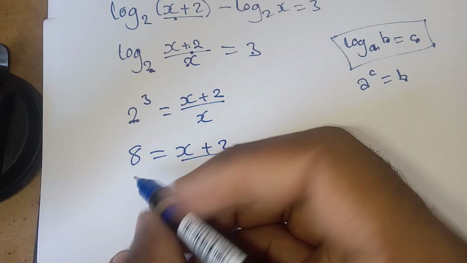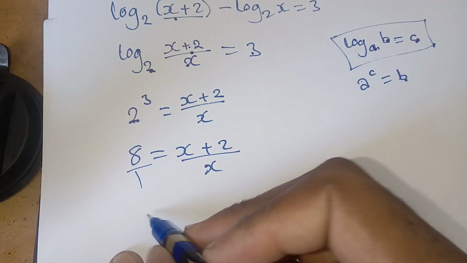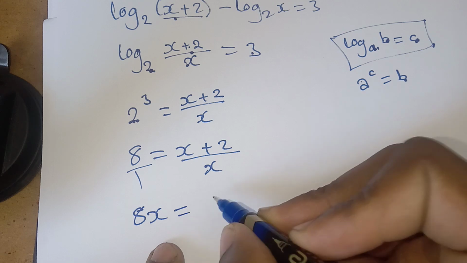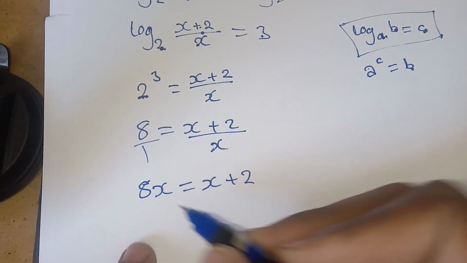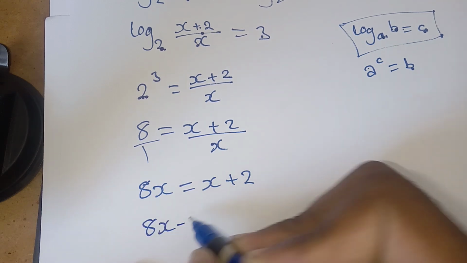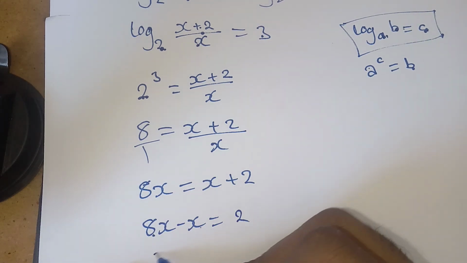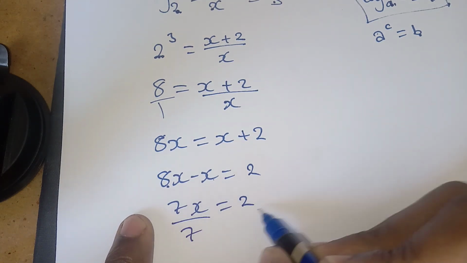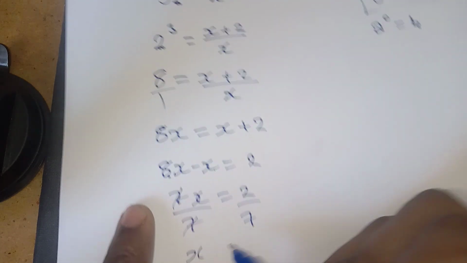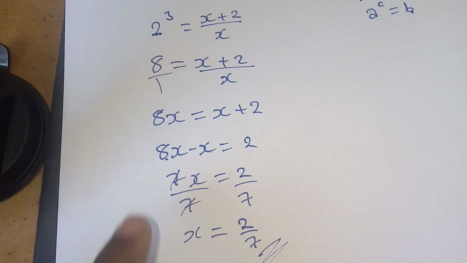And then we can cross multiply. You can write a 1 there if you want. So I have an 8x, and then an x plus a 2. Then I can bring the x this side, and then we have a 2 there. So this minus this is 7x, which is equal to 2. I divide both sides by 7, and my x, or maybe your x, is equal to 2 over 7, and this solves the problem.